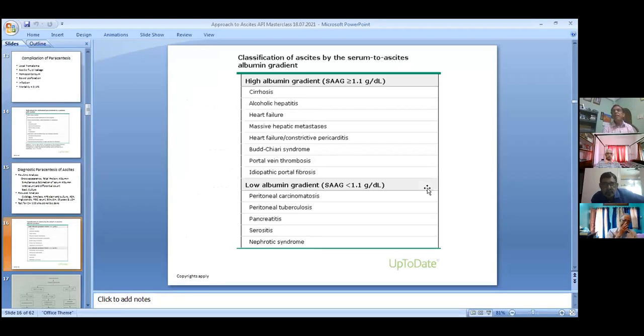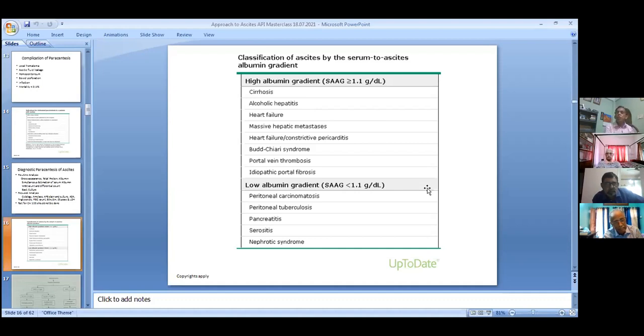What I mentioned, the serum ascites albumin gradient, is that you subtract the ascitic fluid albumin from the serum albumin. If the gradient is more than 1.1, that indicates sinusoidal hypertension, and sinusoidal hypertension means liver disease, cirrhosis, or other causes like heart failure, constrictive pericarditis, IVC obstruction. Then the hepatic sinusoidal pressure is high. That indicates high SAG ascites.